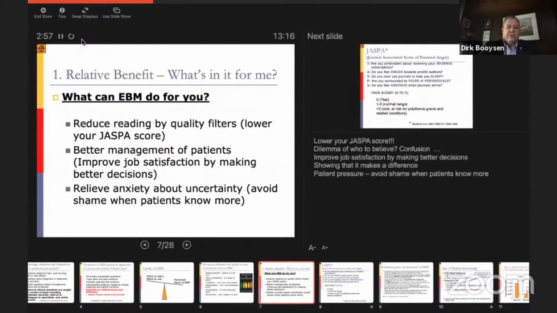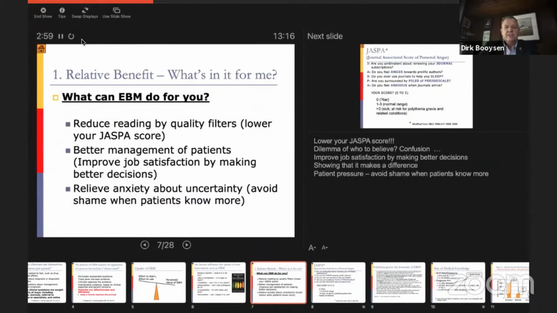So the relative benefit, what's in it for me? What can evidence-based medicine do for you as a practitioner? Well, first of all, it will reduce your reading because you're going to use quality filters. So you're going to start lowering your JASPER score, and the next slide will discuss what JASPER score means. You'll better manage your patients. You'll improve your job satisfaction by making better decisions. And lastly, you'll relieve anxiety because of uncertainty. You can avoid shame when your patients seem to know more than you because of Google.